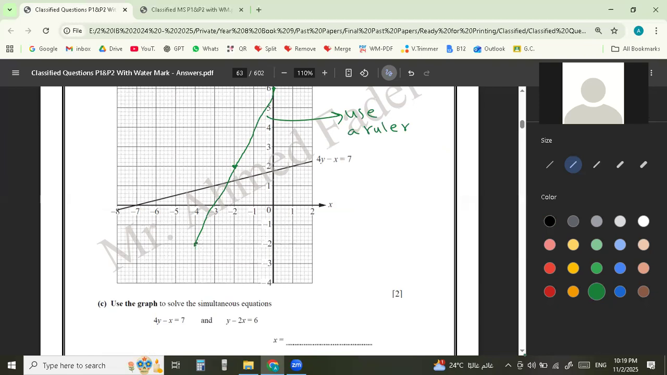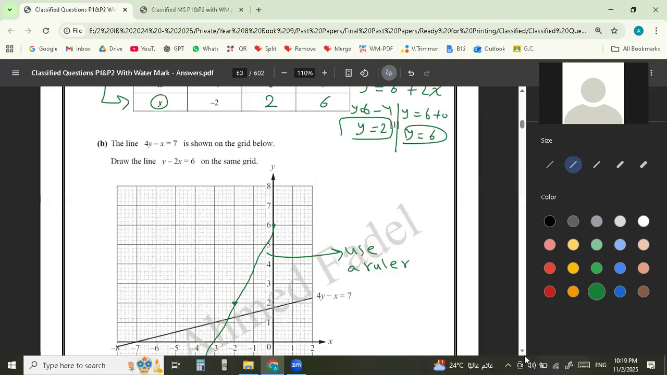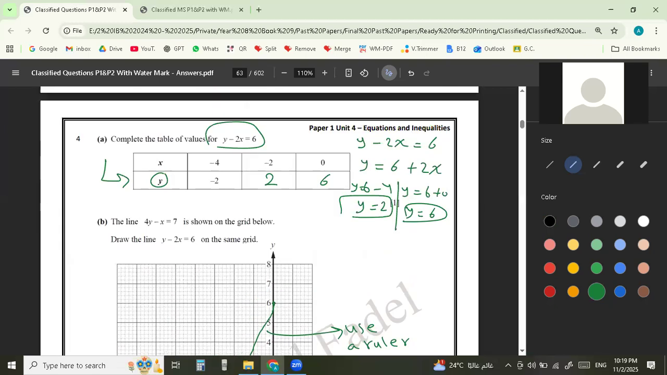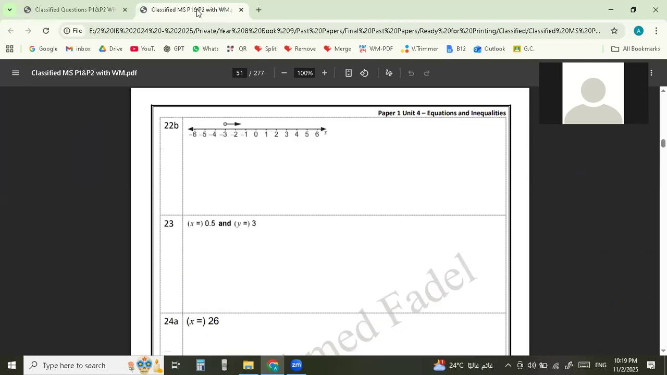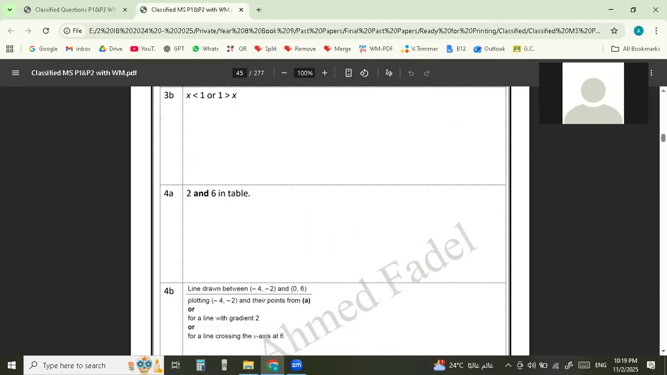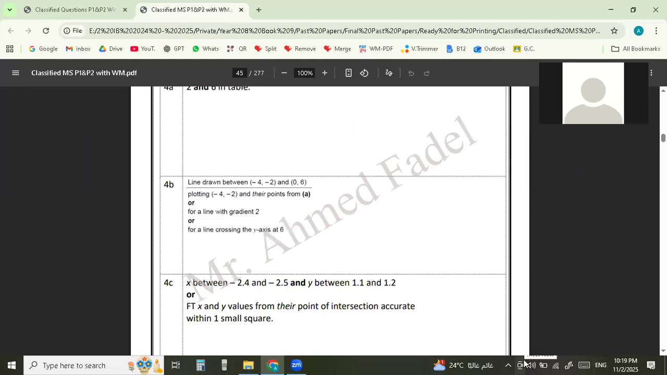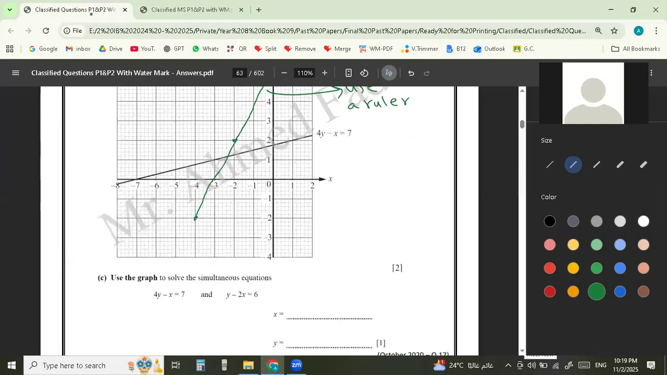Here, I'm going to find the point of intersection. But first, I'm going to go to the mark scheme to make sure that we get here the accurate answer. It is question 4B. 4B says to you, between -2.4, -2.5. That's for the x. All right, so the x, we actually found that it is here.